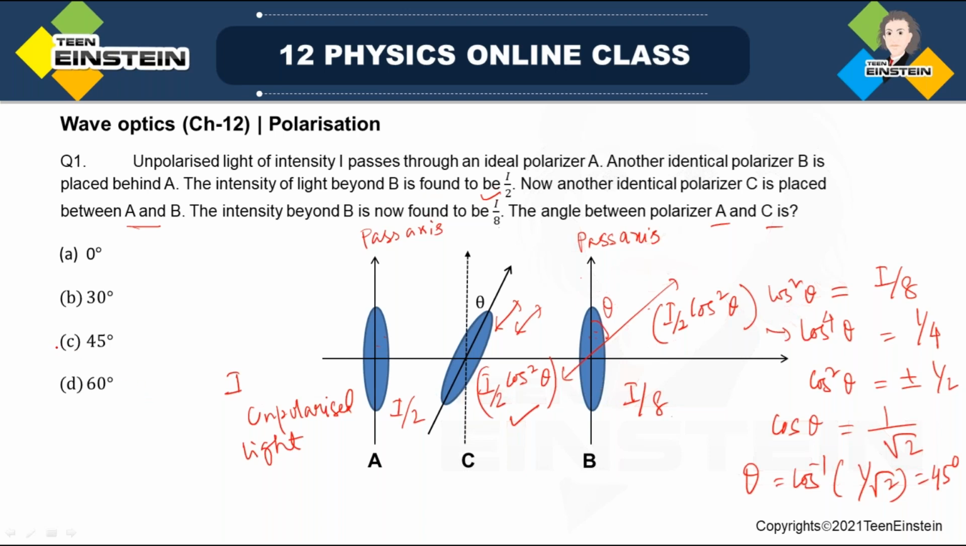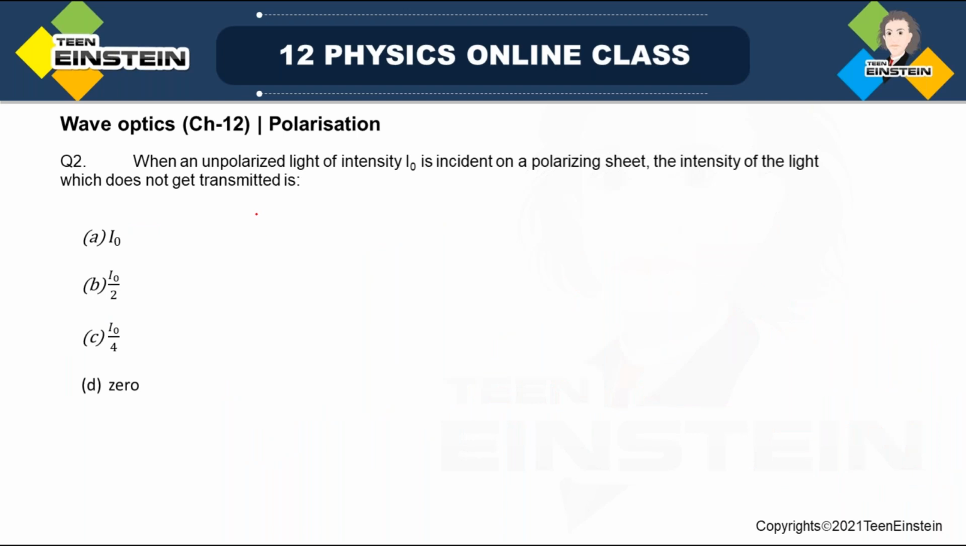So the angle between A and C will be 45 degrees. Okay. All right, so we'll move on to the second question. See, here also, as I said in the beginning, questions are repeatedly given in various years from Malus law or from Brewster's angle. So here also the question is from Malus law only.